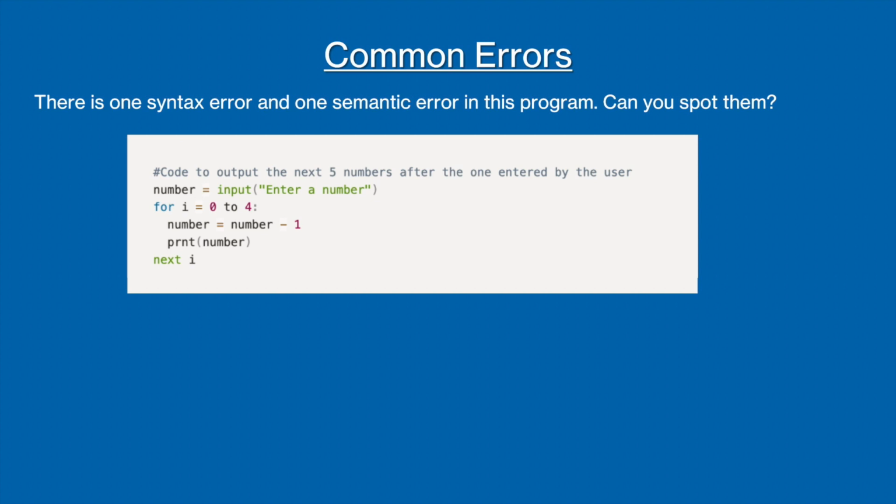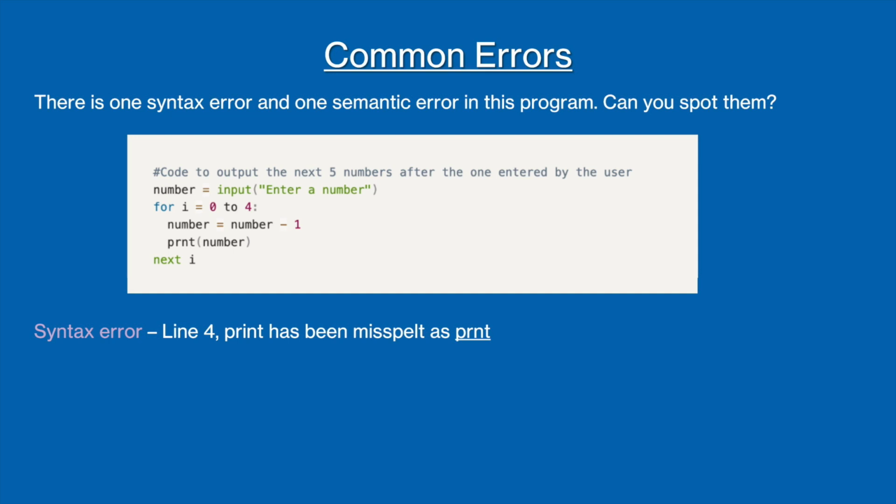So on the screen there is a piece of code that outputs the next 5 numbers after the one entered by the user. There is one syntax error and one logical error in this code. Pause the video here and see if you can spot them. So the first thing we are looking for in this code is a syntax error, so something that breaks the rules of the programming language, like a misspelt word or missing punctuation. In this code, we can see that we have a syntax error in the last line of the code, as the keyword print has been misspelt, which will stop the code from being able to run.